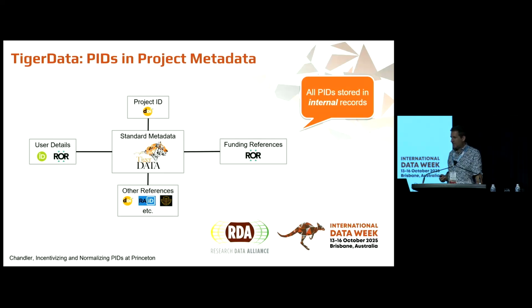Metadata for Tiger Data projects employs a generic model for PIDs inspired by DataCite. I think I've covered a lot of this already. Oh, worth mentioning that there are ORCIDs for users and RORs for funding references. So that's the PID of choice being connected to the DOI for the project.